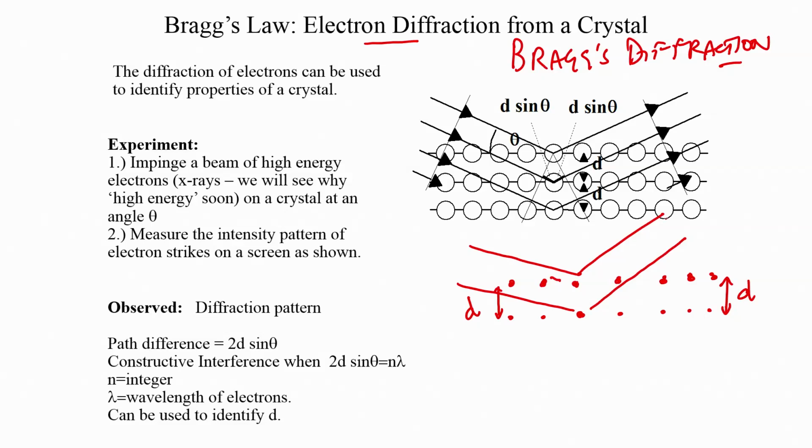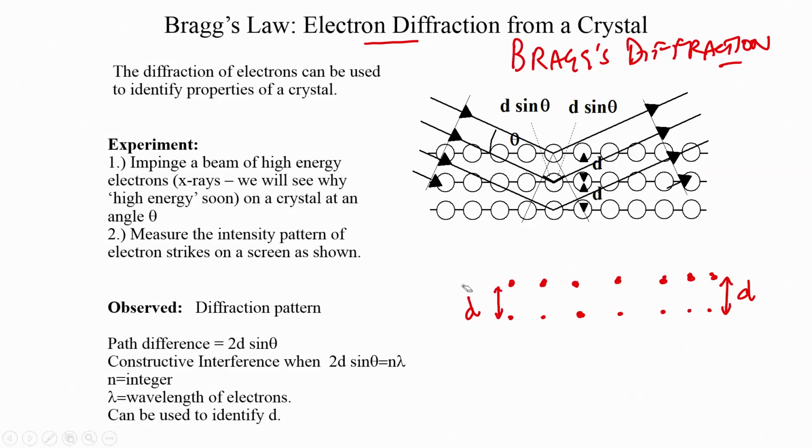So these electron beams are going to diffract, and by placing a screen we would obtain an intensity pattern due to this diffraction. And by looking at this intensity pattern, one can identify whether this material is truly crystalline, what the crystal spacing is, etcetera. Okay. So firstly, let us just break down this entire experiment.